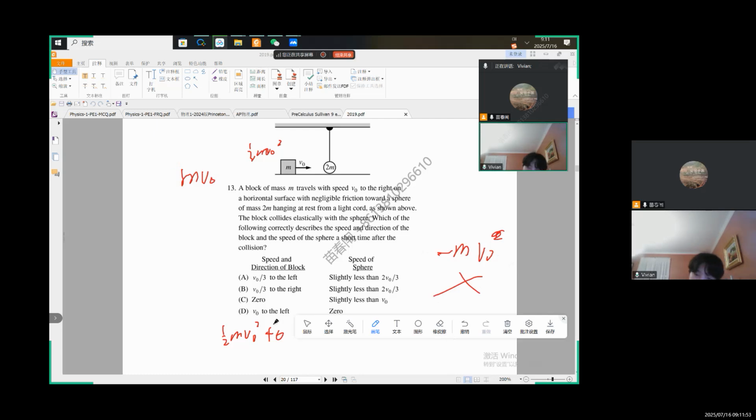I can also check the same thing with B and C. Let me check it. Before is still mV0. This one is negative mV0 over 3, right? And plus that, 2V0 over 3 times 2m. This is positive. If I add this, 4mV0 over 3, if it is less, this one is actually checking. Right?